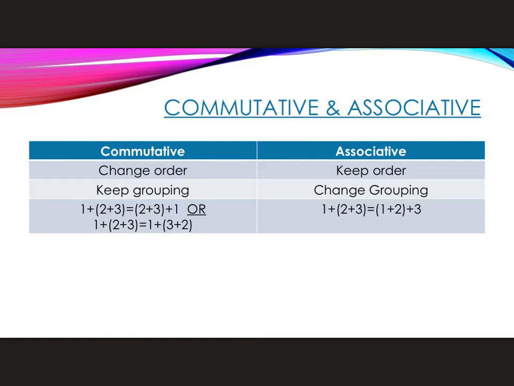So commutative and associative properties. Commutative property is that you change the order and keep the grouping. Associative property is keeping the order, changing the grouping. And you have some examples here.